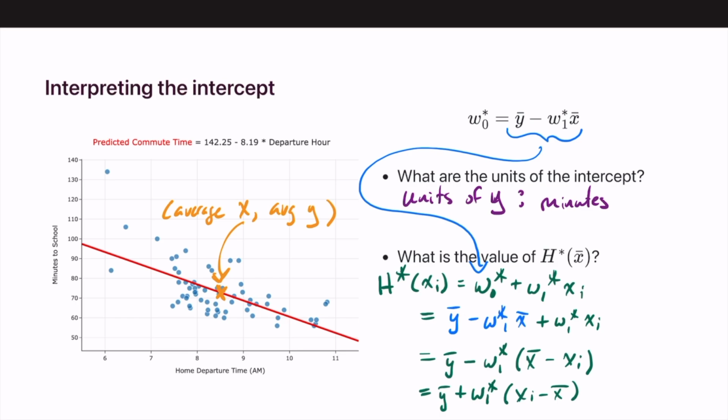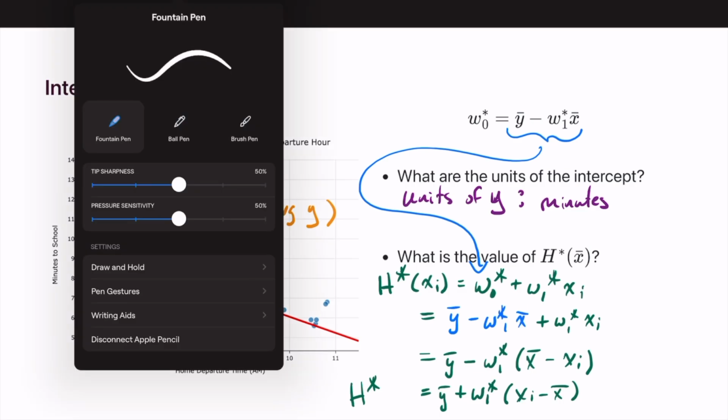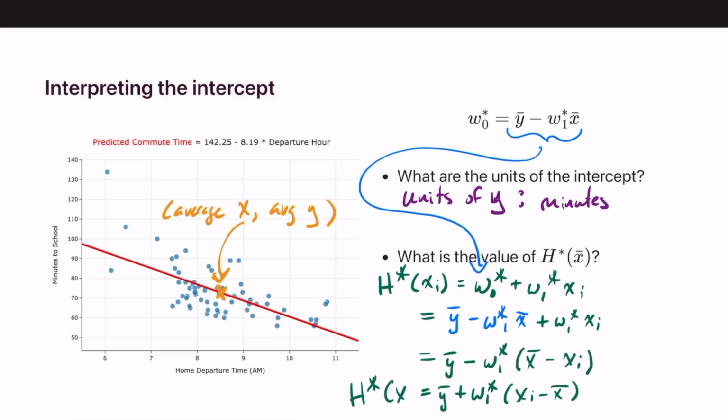Now, we know what x sub i is because in this case we're plugging in x bar. Remember, I'll just write that down to make it a little easier to read. We have h star, and in this function we're plugging in x sub i. So this x bar is the value that we're plugging in for x sub i.